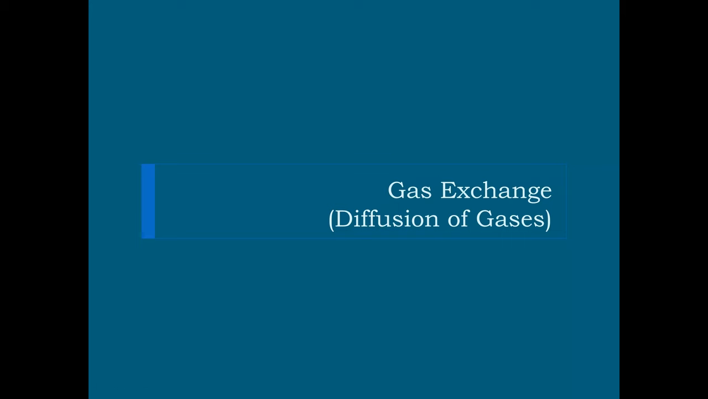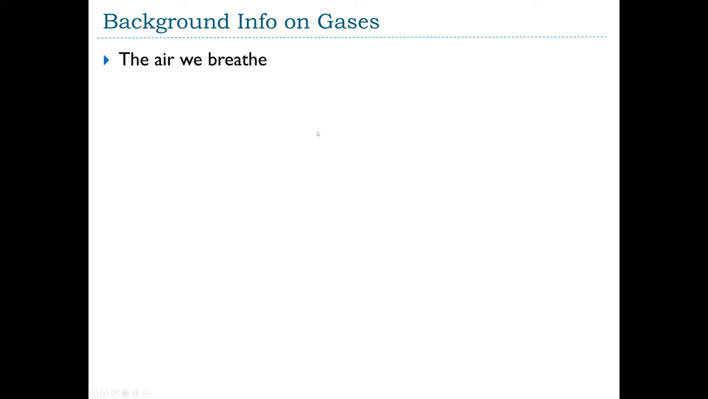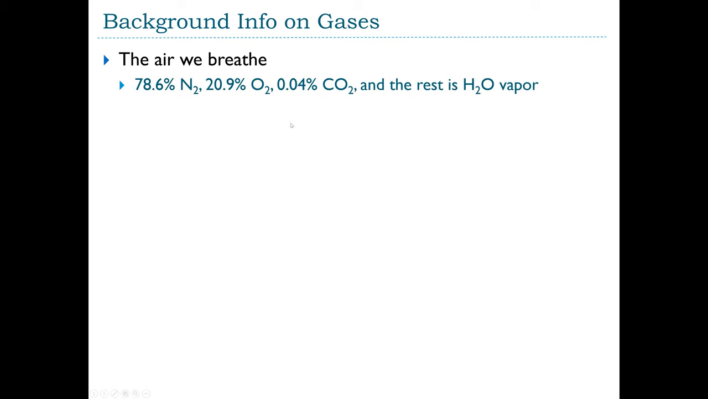So now we'll talk about gas exchange and the diffusion of gases. So first we need a little bit of background information on gases. So the air that we breathe, so our atmosphere, is made up of 78.6% nitrogen gas, 20.9% oxygen gas, a very small amount of carbon dioxide, 0.04%, and then the rest of it is water vapor.